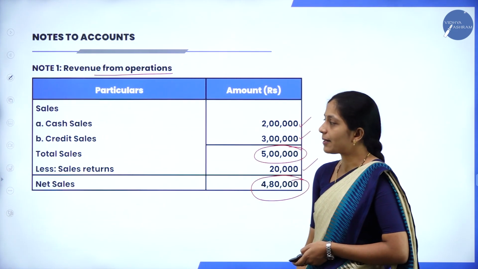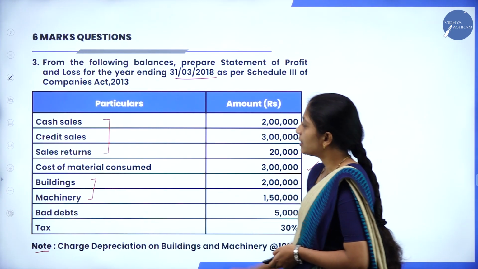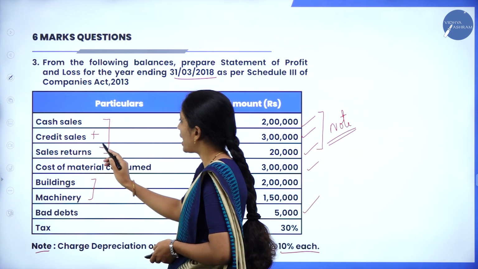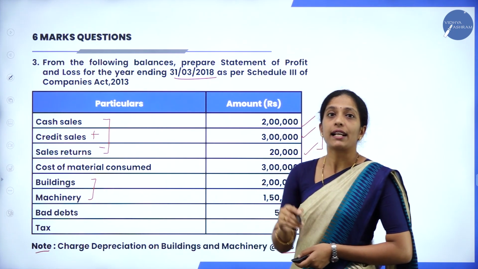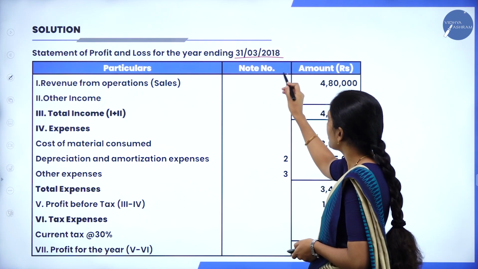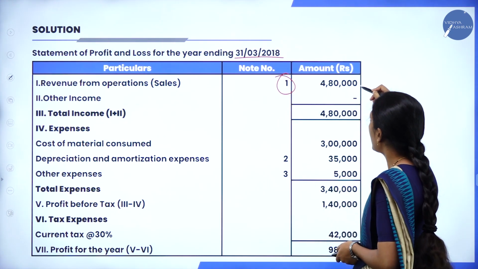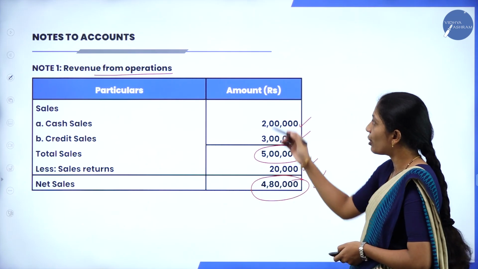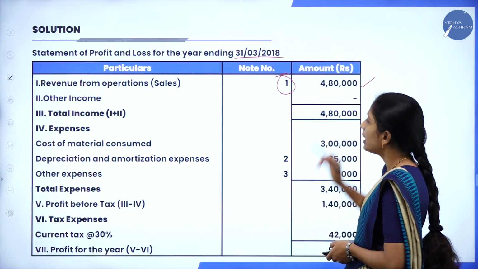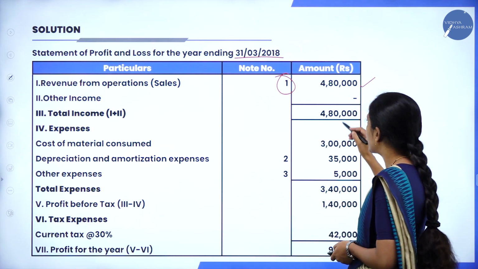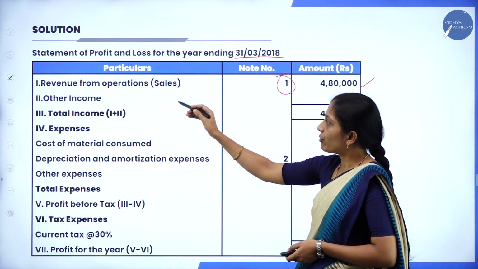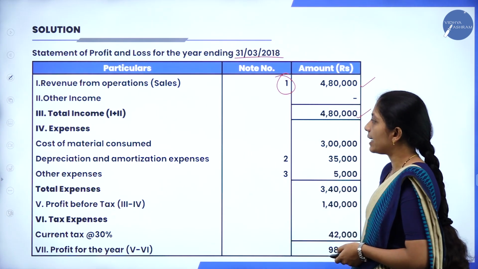Hope you are clear with this. So how do you take it? Cash sales plus credit sales minus sales return, then you will get net revenue from operations or net sales. That will show here under note number 1, 4,80,000. Whatever answer you got under note number 1, 4,80,000, you have to show here. Next, other income they have not given, so it is dash. Then you will get total income, that is 1 plus 2, revenue from operations plus other income, 4,80,000.